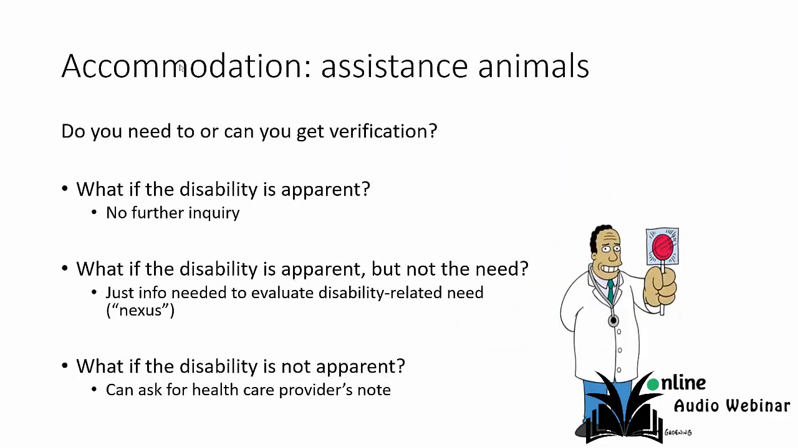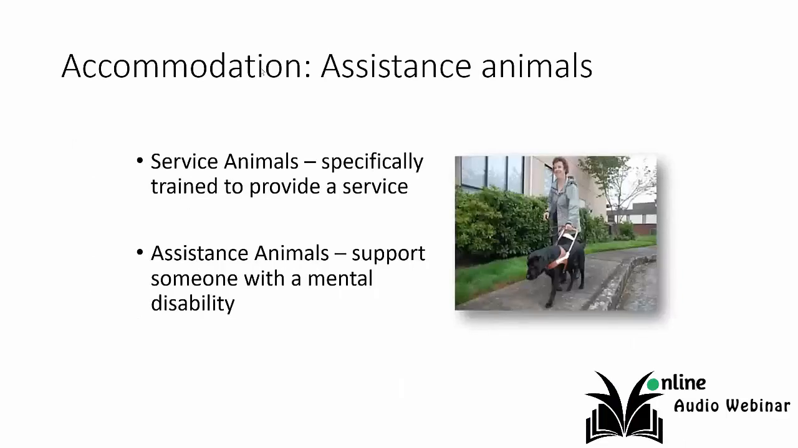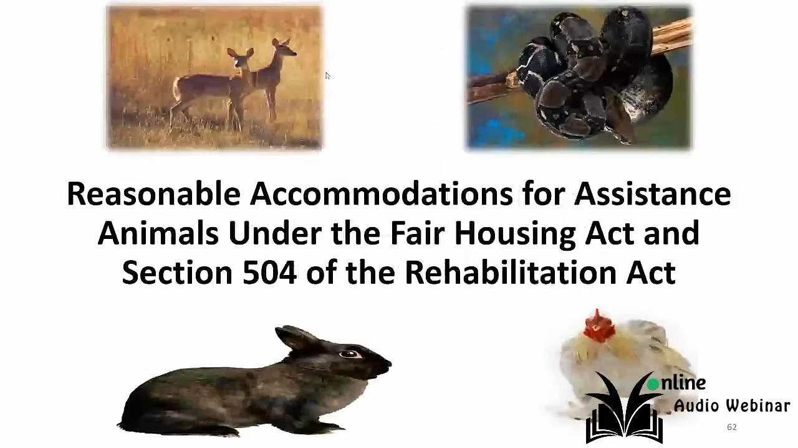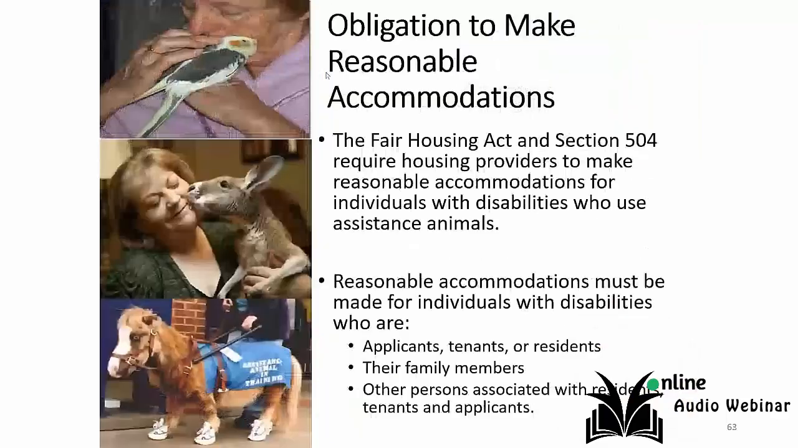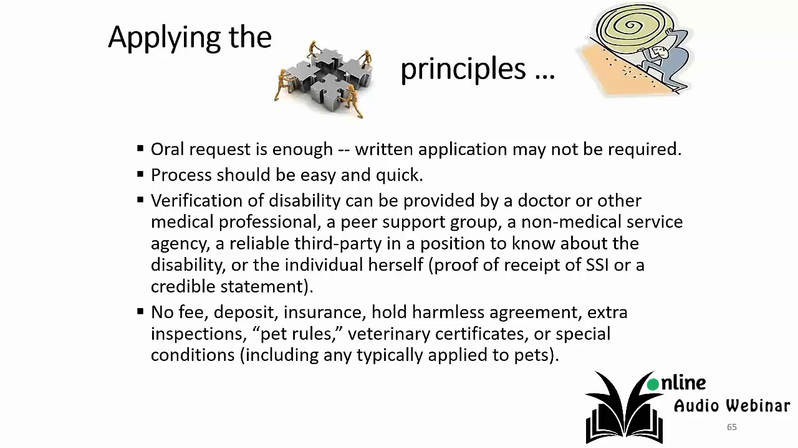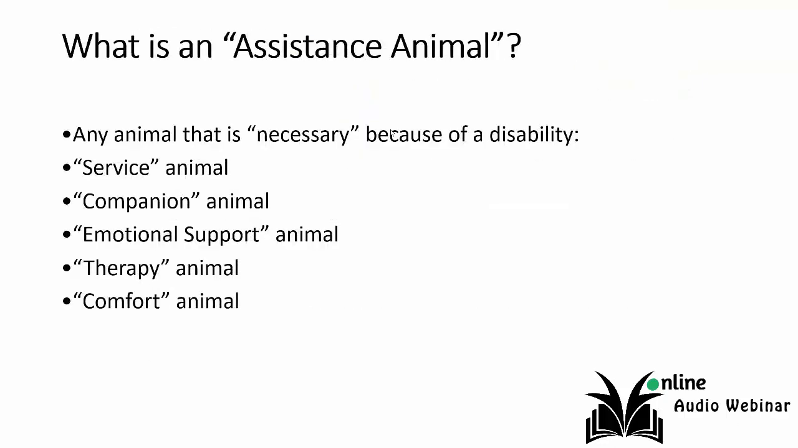Do you need to get, or can you get, verification? Now, there are 2 types of accommodation with assistance animals. Service animals: the DOJ says the service animal has to be a dog. Reasonable accommodation for assistance animals under the Fair Housing Act allows for reasonable accommodations for individuals with disabilities who use assistance animals. Assistance animals must be permitted if the individual has a disability. Oral requests are enough. Any animal that is necessary because of a disability is a service animal.